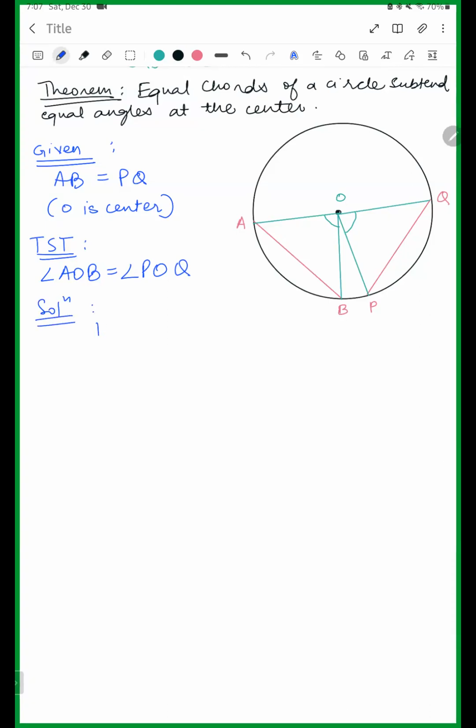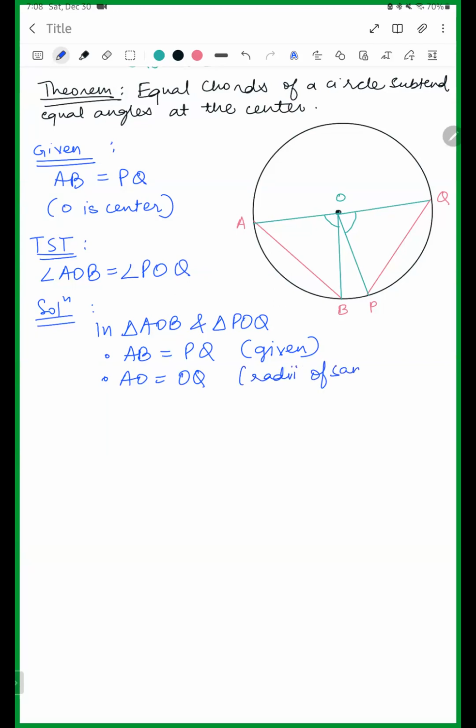So you'll say in solution, AB is equal to PQ, and O is common. What is common? O is a point. So what does that give us? AO and OQ, they are radii. Very good. So AO is equal to OQ, or you can say AO is equal to PO if you want, or OQ is also fine. All of them are equal because they are radii of the same circle. So obviously they will be equal.